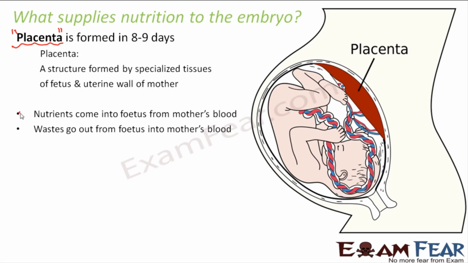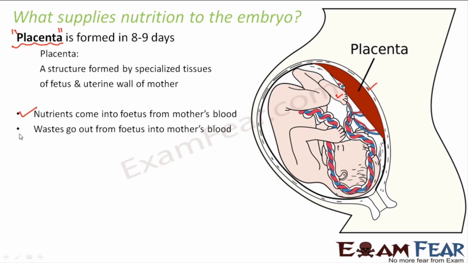Now all the nutrients and good things come into the fetus from the mother's blood through this placenta, because this placenta is a connection between the mother's body and the fetus's body. So it acts as a connection between the two. So all good things come into the fetus from the mother's blood through the placenta.